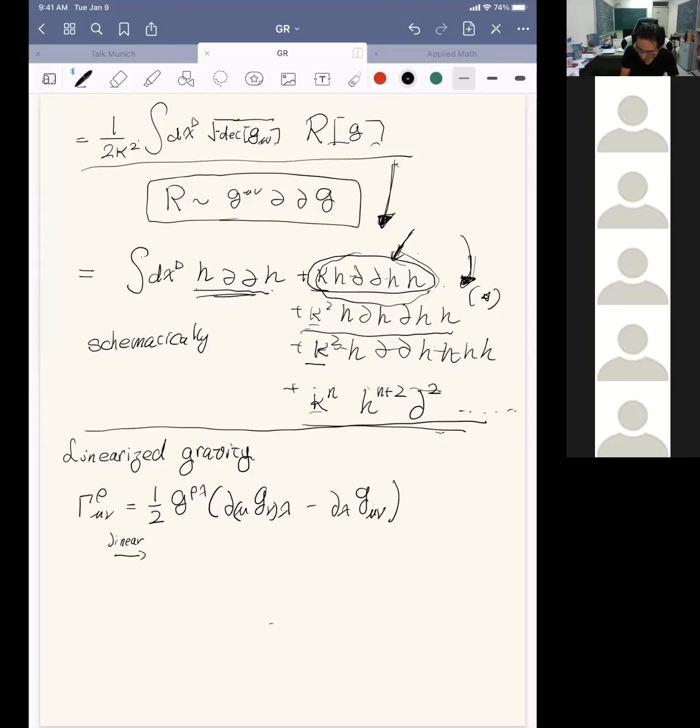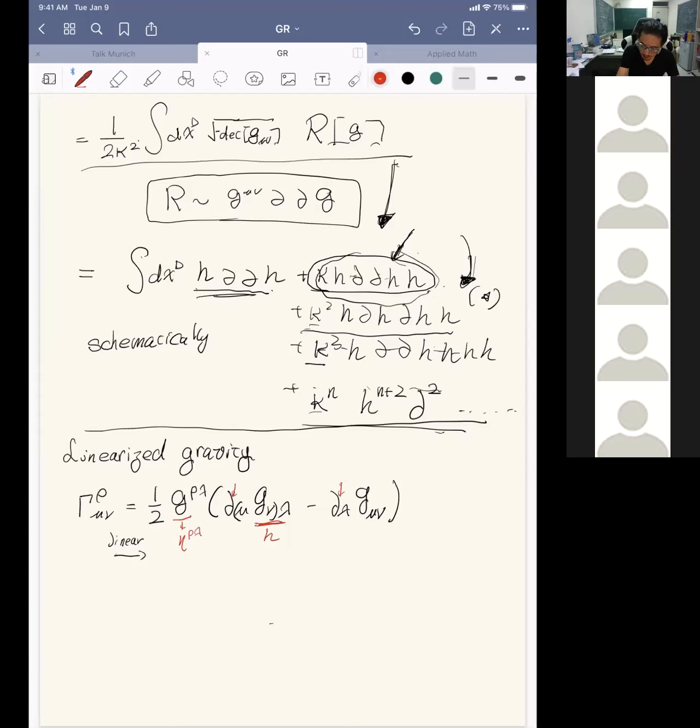If you linearize this, first of all, since this is a derivative, the derivative has to hit something. So that means you need h here. Now, since we're only talking about things up to linear order in h, for the inverse metric you only keep η^{ρλ}. Is that clear? Because we're just keeping things up to linear order. You cannot have η inside the derivative, because the derivative acting on η is 0.